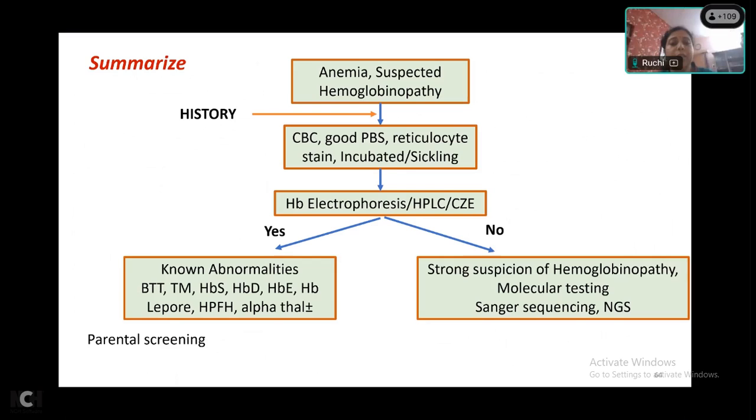And if all these techniques are negative, but still there is a strong suspicion of a hemoglobinopathy, then sometimes you will actually have to go ahead for doing a molecular testing. And otherwise we do molecular testing, as Dinesh had told, for antenatal patients where both the husband and the wife are carriers, there we need to do an antenatal testing for which we do a molecular testing.